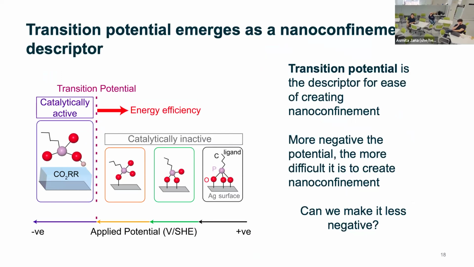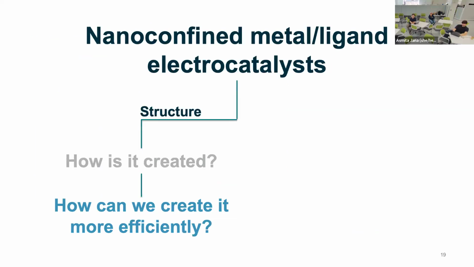Because if this value is very negative, then that means you're applying so much more energy to create it. So if you want to create this in a more energy efficient manner, you're going to clearly see that you need to push this potential to the right and make it more energy efficient. So that's going to form the thesis of our second project. Can we create it more efficiently?